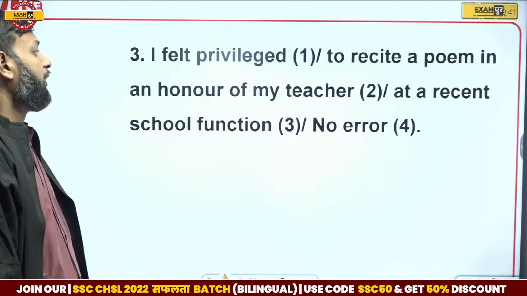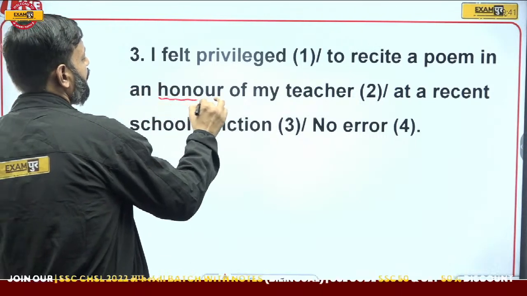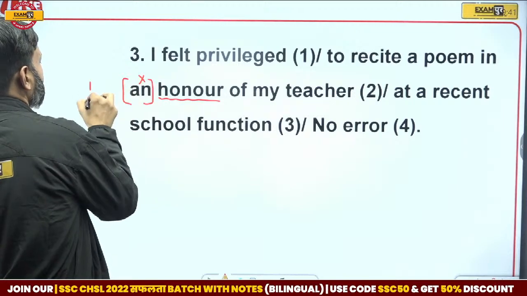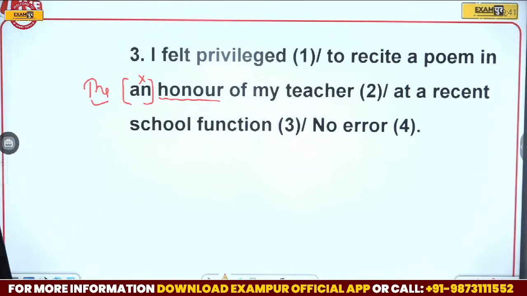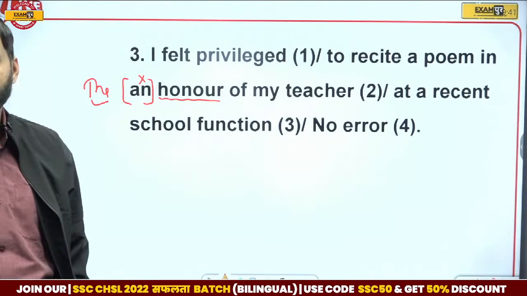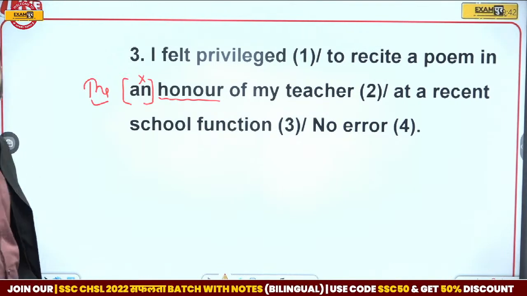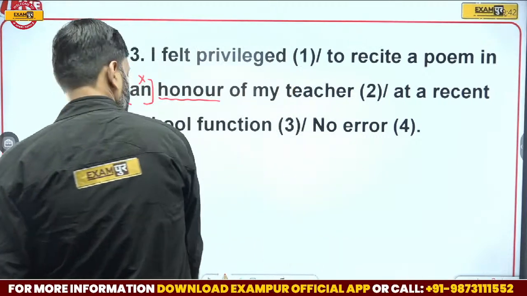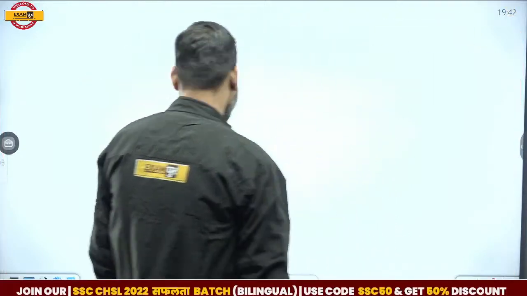See, here with the word honor, an, which is an indefinite article, should not be used; the should be used. In the honor of my teacher should be the right answer. Now you must understand where to use the indefinite article and where to use the definite article.